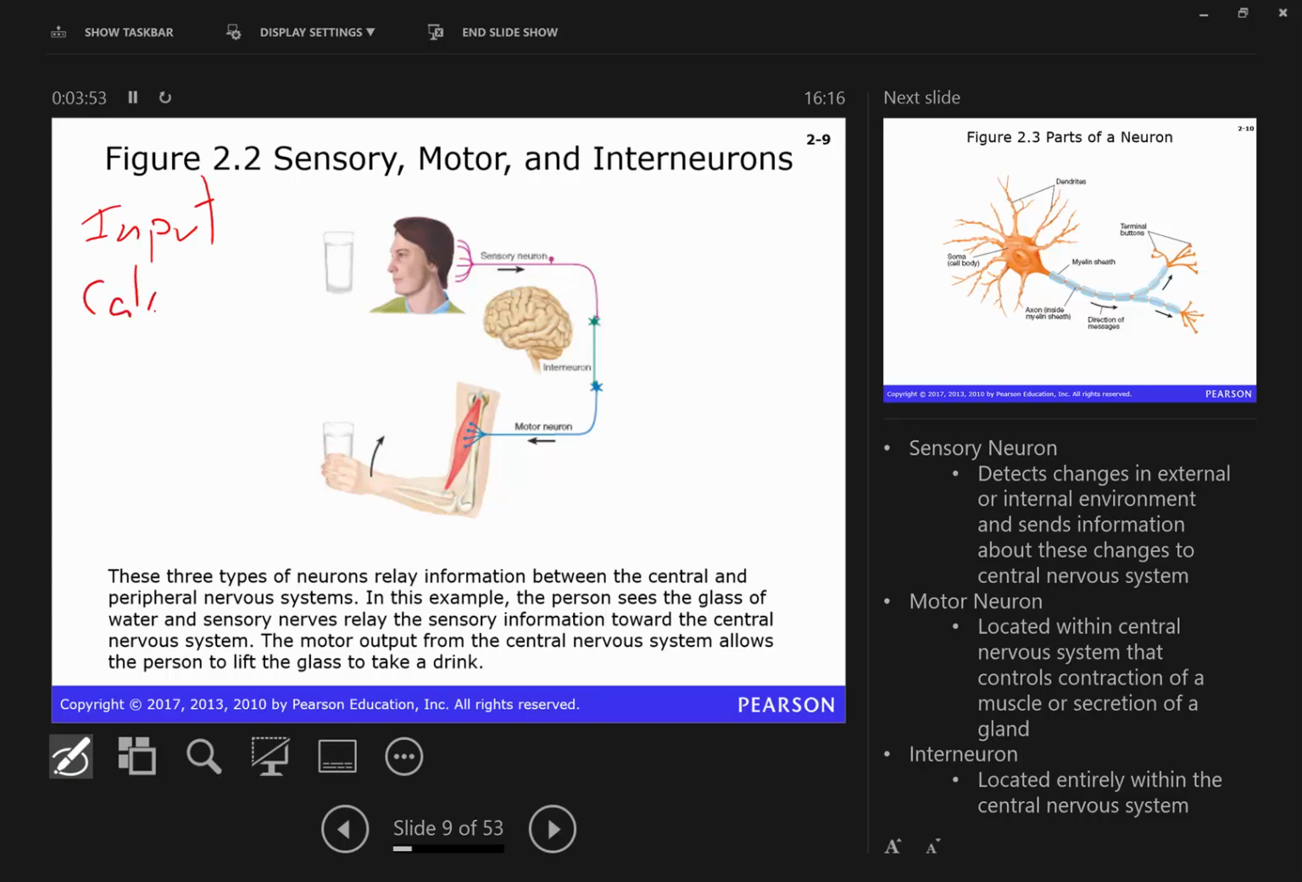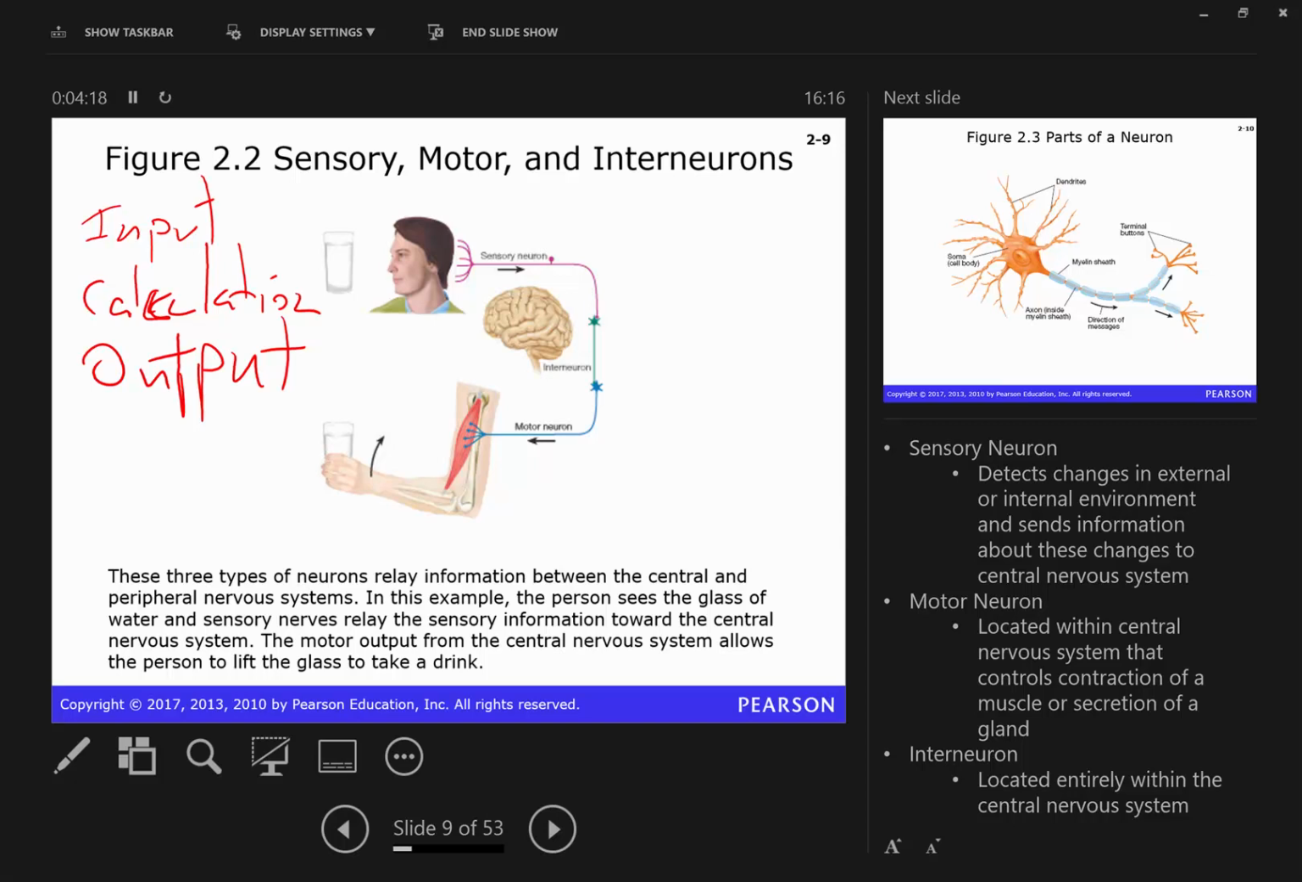Input, calculation, and output. That's it. That's all there is to it, right? Your entire nervous system is collecting inputs. It's taking those inputs and calculating something, right? It's putting that information together. It's making sense out of that one way or the other, and then it's creating some kind of output.